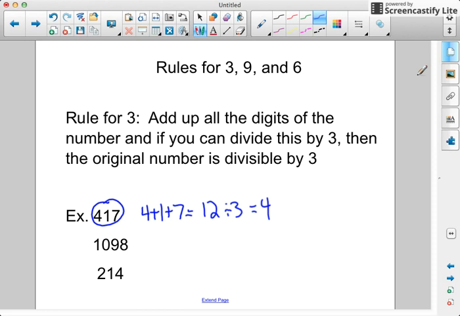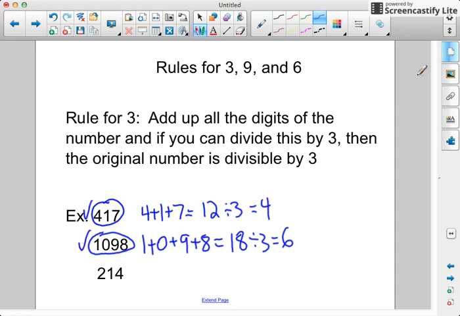All right, so if we look at the next example, 1098, let's add them up. 1 plus 0 plus 9 plus 8. 1 plus 9 is 10. 10 plus 8 is 18. Now you've got to ask yourself, can I divide 18 by 3? Well, that would equal 6 evenly. So therefore, since 18 is divisible by 3, 1098 is also divisible by 3. Okay, so those first two examples work.